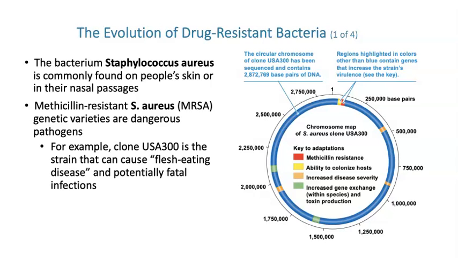The next one that we're going to talk about that's an actual direct observation of evolution is the evolution of Staphylococcus aureus and drug resistance. When we say drug resistance here, we're talking about resistance to antibiotics. One of the main places where you can find Staphylococcus aureus is on your skin or in your nasal passages.